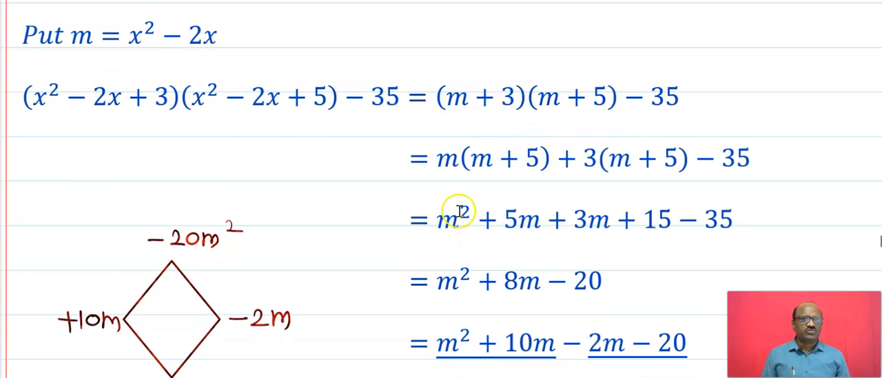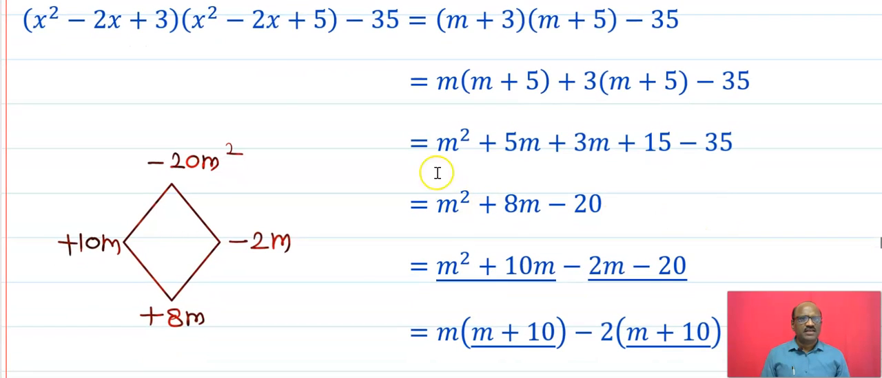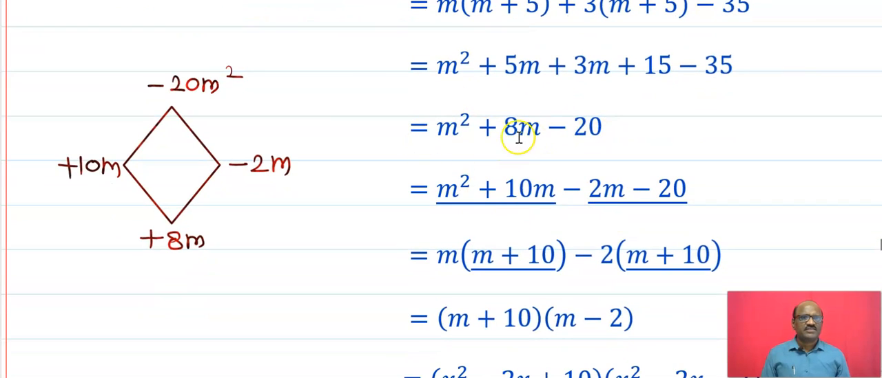Again, the product of these two: m square, m into m plus 5, plus 3 into m plus 5, minus 35. M square plus 5m plus 3m plus 15 minus 35. M square, 5m plus 3m, that is 8m, minus 20. Now factorize this. Look at the middle term, which is 8m, and the product of first and last is minus 20m square.